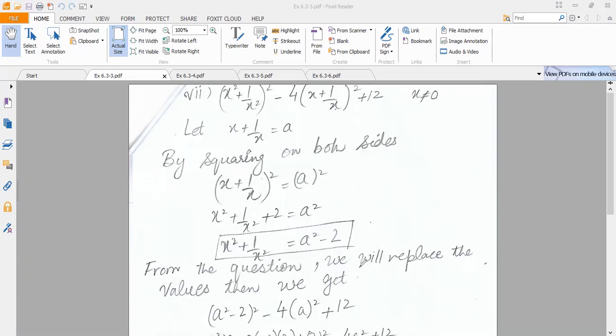From the question, we will replace the values. Now see, x² + 1/x² is equal to a² − 2, and outside there is a square, so we will write square as well. Now the minus sign and 4 are from the question, and x + 1/x, which is here, is equal to a. So I will keep a inside, but there is a square as well, so I will write the square outside, plus 12.